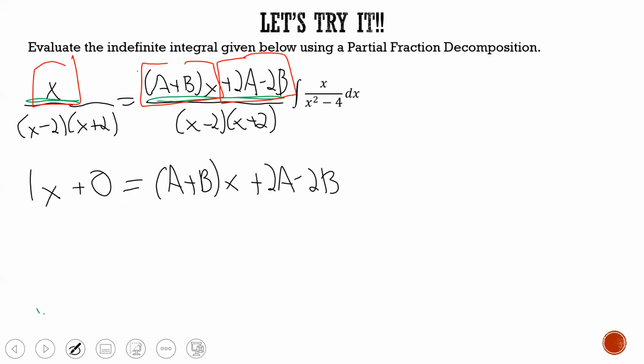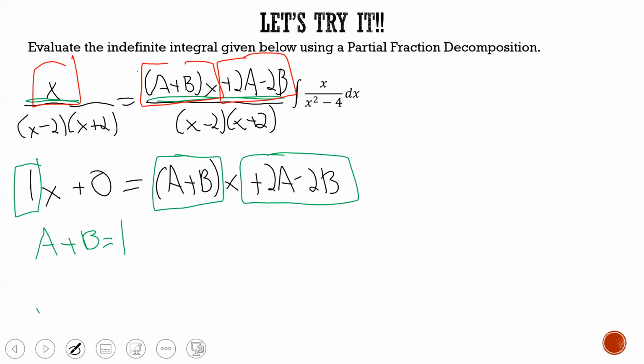And at this point, to solve for the values of a and b, we can set pieces that are in the same place on each side of the equal sign equal to one another. So we'll take the a plus b here, that's next to the x on the right-hand side, set that equal to the equivalent thing on the left-hand side, which is the 1. So I have a plus b equals 1. And then the plus 2a minus 2b, that's the part without x's. That's going to be set equal to the equivalent thing over here on the left, which is the 0. So I have 2a minus 2b equals 0. So now we have two equations with two unknowns. So we can go ahead and solve for those.